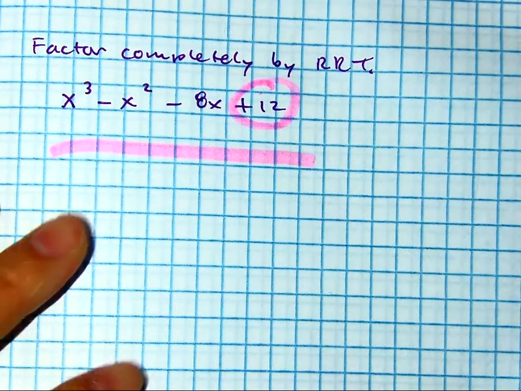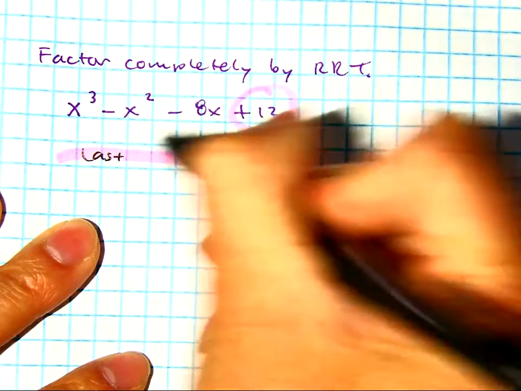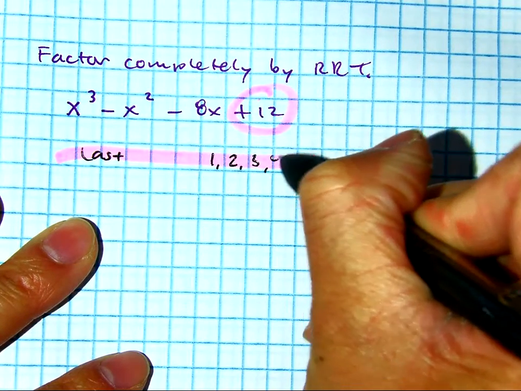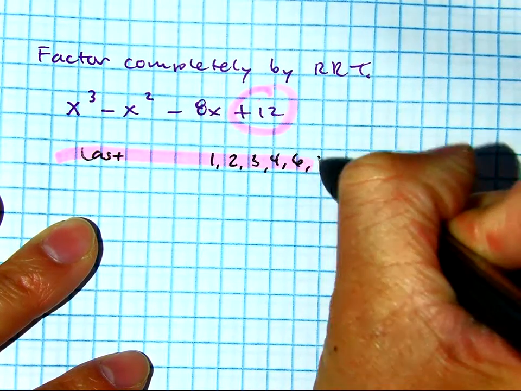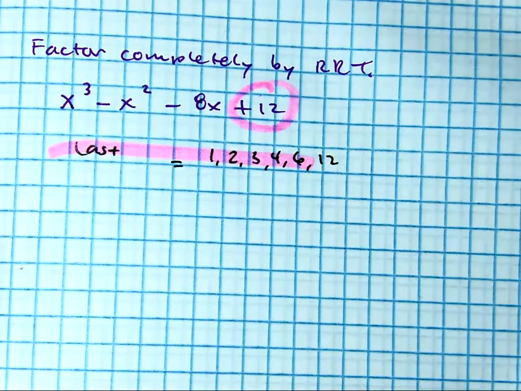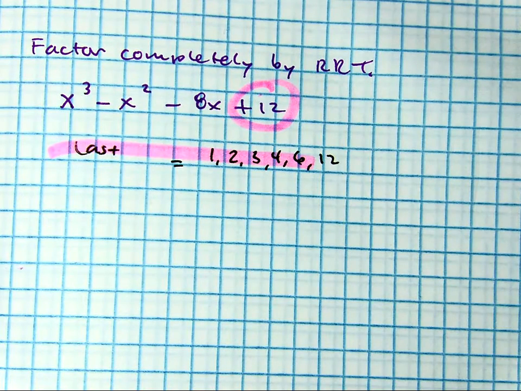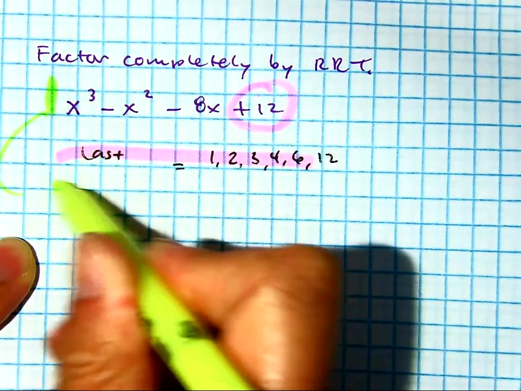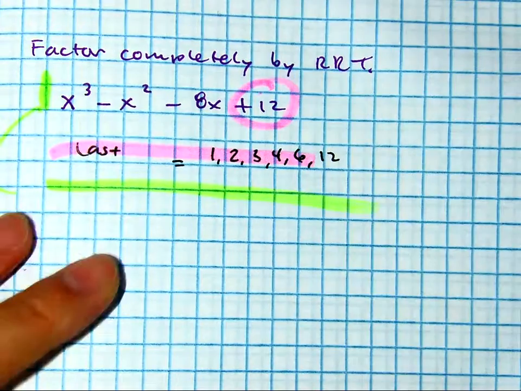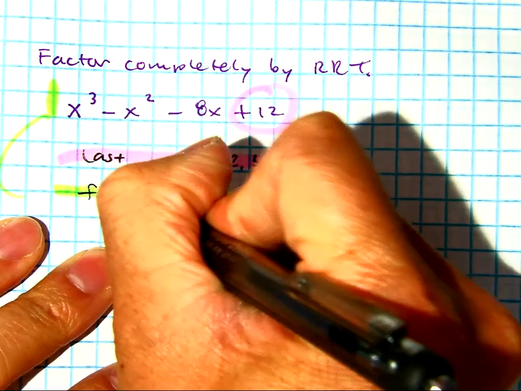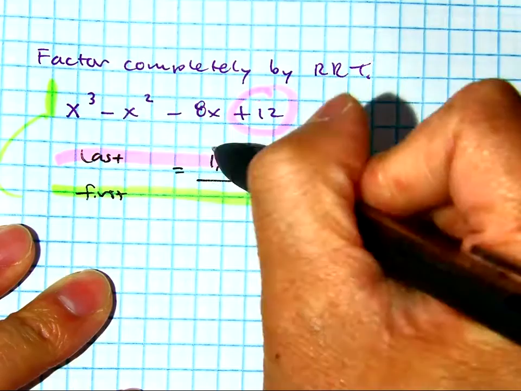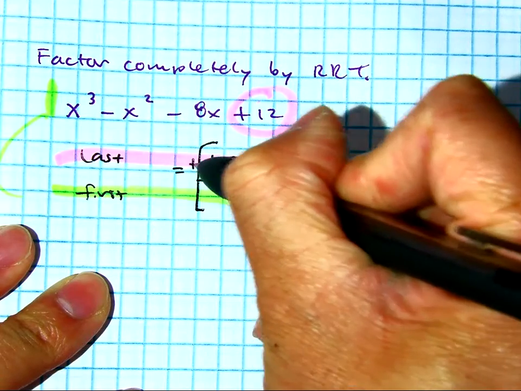What are the factors of 12, Javon? One, 2, 3, 4, 6, and 12. Thank you. Javon, where do I get the other ones? Which is 1. Remember, guys, this is a big division sign, and you have both plus and minus.